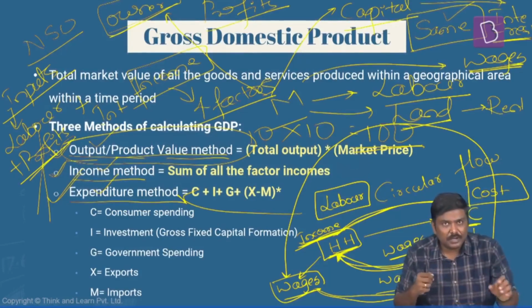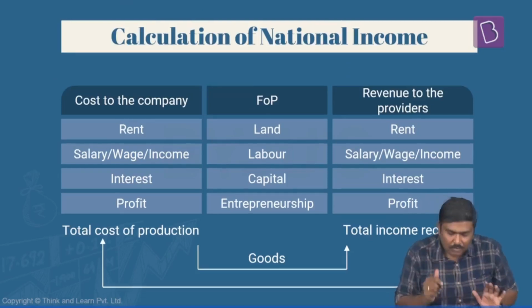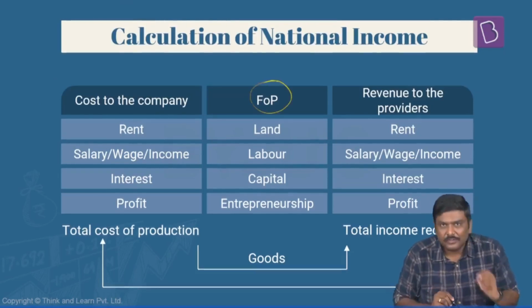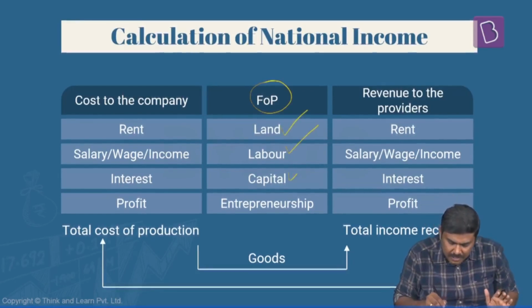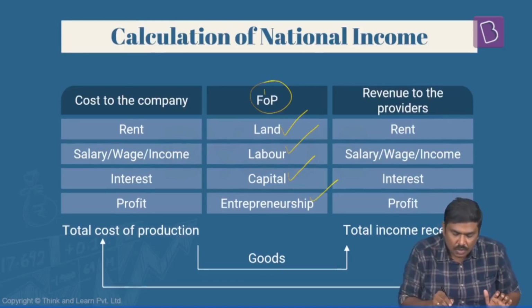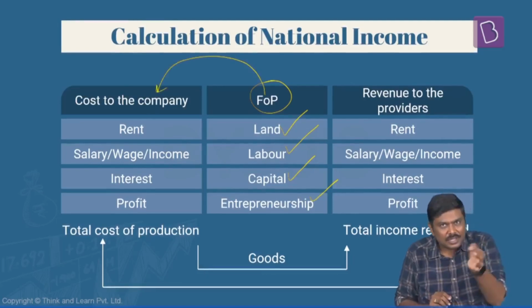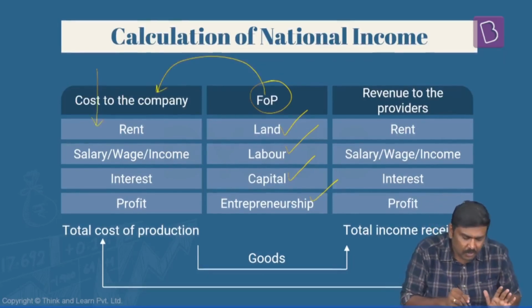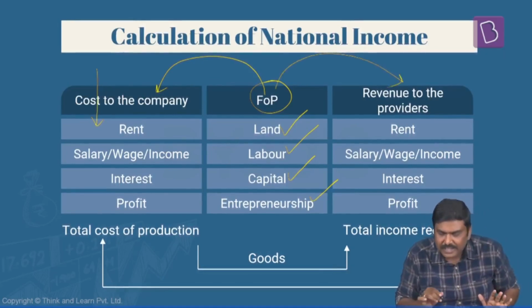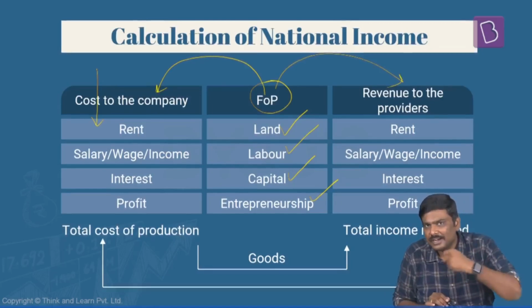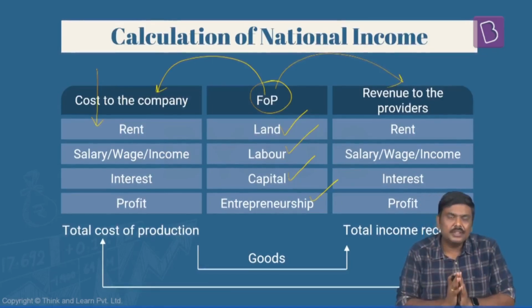Now let me make it much clearer to you. Have a look at this particular table. I've already discussed the concept of the factors of production. What are the factors of production? Land, labor, capital, entrepreneurship. So on one side, any cost associated with this, I've kept on the left hand side of the table, and the same value I'll put on the right side, but that will become income generated in the economy.